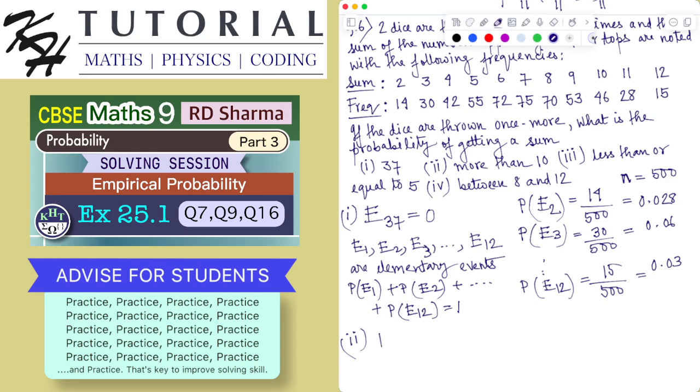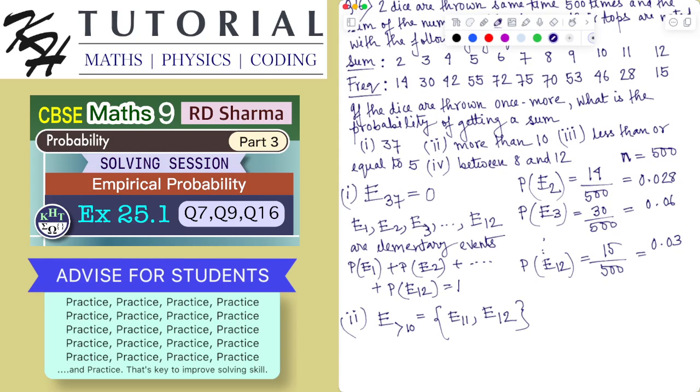I am naming the event that the sum of the two numbers appearing on the top of the two dice is more than 10 as E greater than 10. So clearly this is a compound event and it will be a collection of two or more elementary events. Now more than 10 means it can be 11 or it can be 12. So basically it is the collection of the two elementary events E11 and E12.